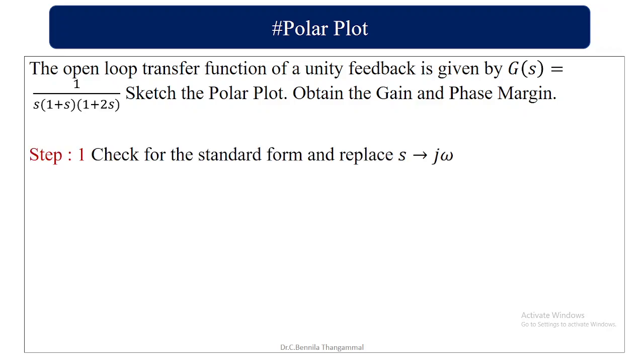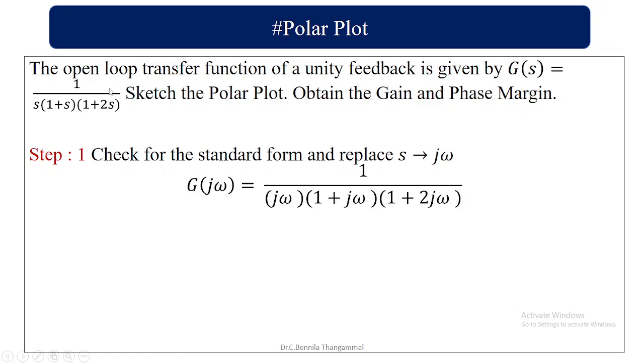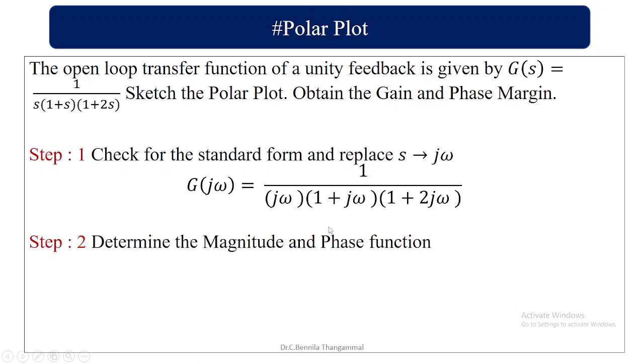Step 1 is to check for the standard form. Standard form in the sense all the factors should be of the form 1 plus s, 1 plus 2s. So the form given here is already in standard form. The second thing is to replace s by j omega. So G(j omega) equals 1 divided by j omega into (1 plus j omega) into (1 plus 2j omega).